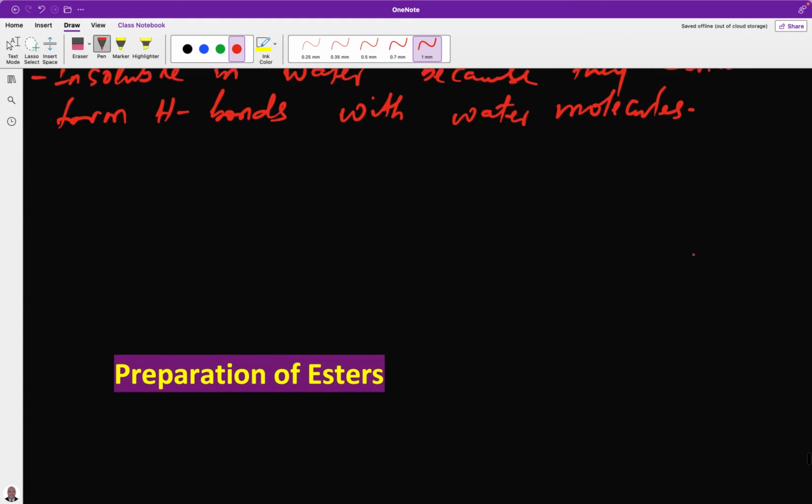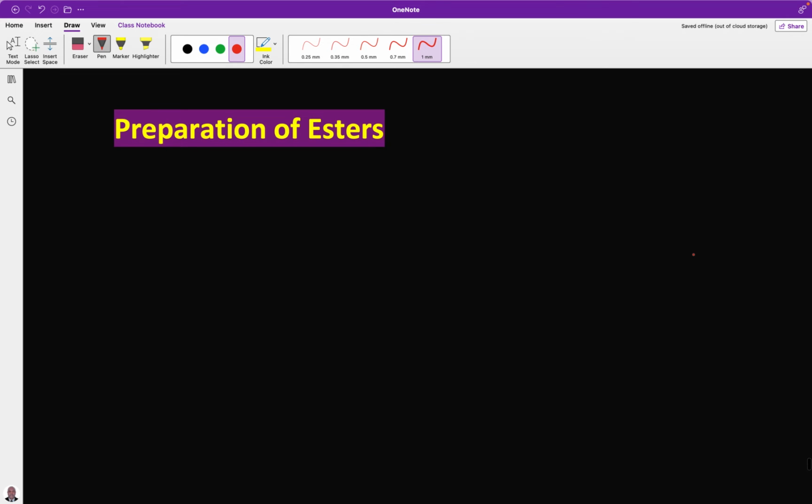Now, regarding the preparation of esters, how are esters produced? We just discussed that esters are produced by replacing the hydrogen in the carboxylic acid with an alkyl group, and the alkyl group is usually provided by an alcohol. So we can now say they are produced by reacting alcohols with carboxylic acids or acyl chlorides.